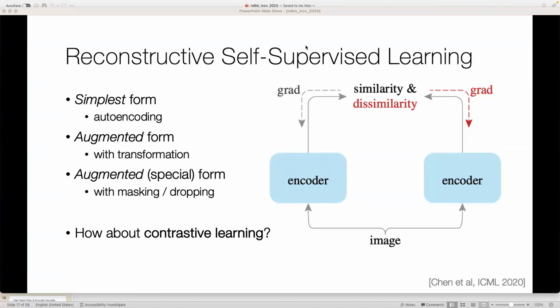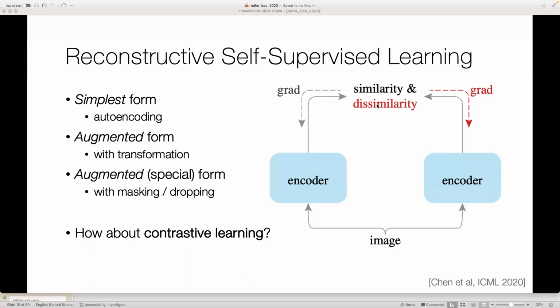Sorry. So for contrastive learning, it will get representations from a batch of images, and then it will compute the similarity and the dissimilarity among the images. The specific idea is that it will try to enforce the similarity for the representations from the same image, and enforce dissimilarity for the representations from different images.